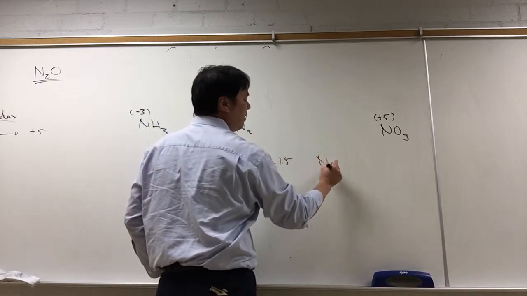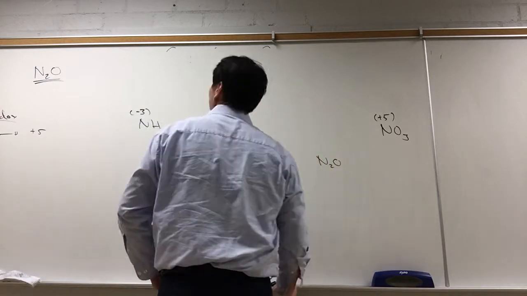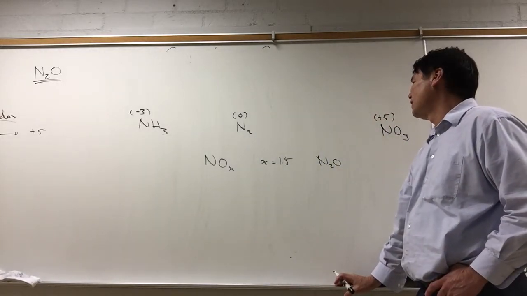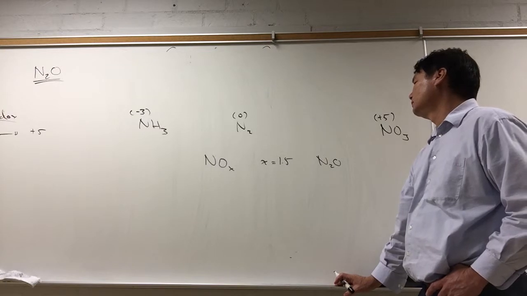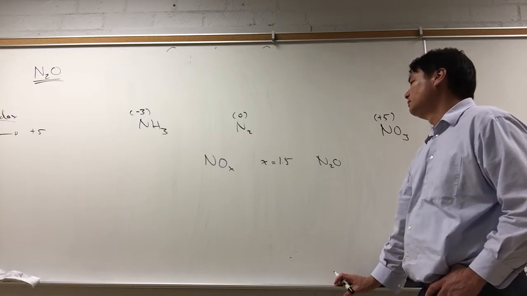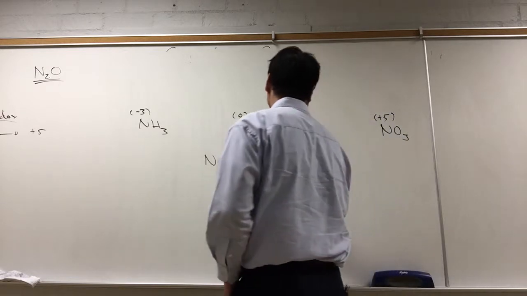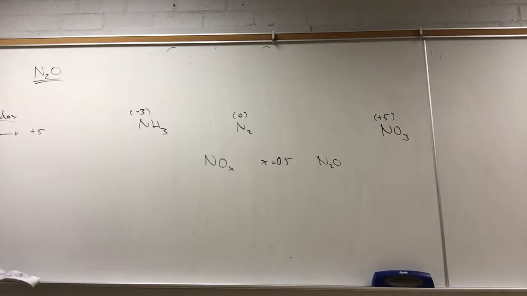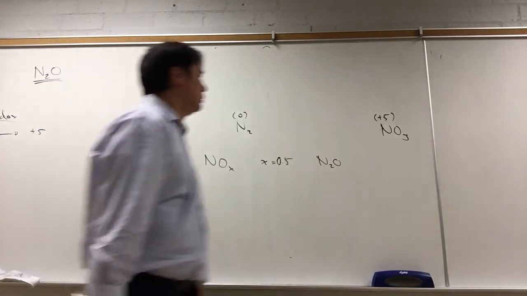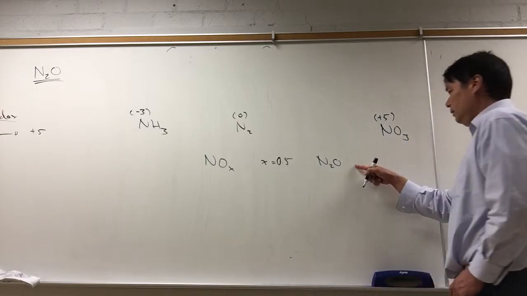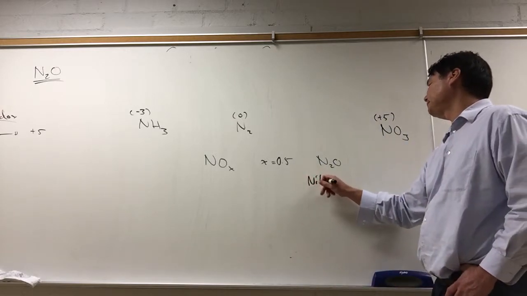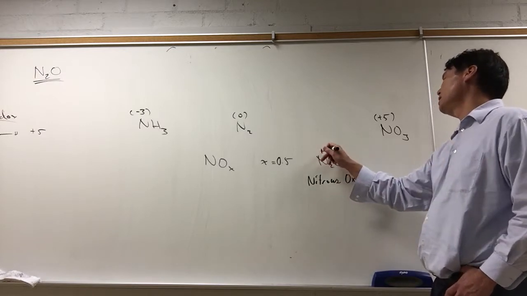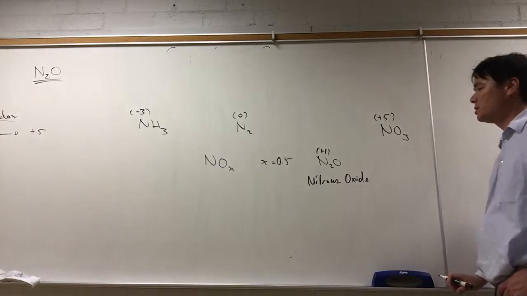When X equals 1.5, then we have, is that right? Actually, that's not right. X would be 0.5, sorry. So NO 1/2, double everything, so we get N2O. Okay. And so this is called nitrous oxide, and the oxidation state in nitrous oxide is +1 for nitrogen, -2 for oxygen.